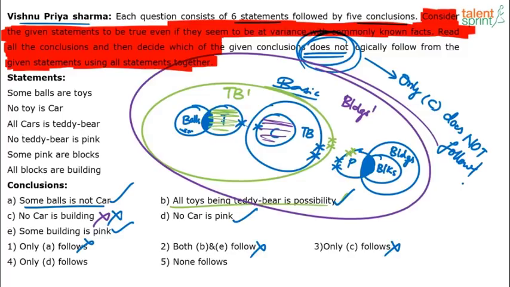You're getting it? Don't mark none follows here because A, B, D and E follow. The correct answer should be option 6, which is none of these. There's a difference between none follows and none of these. None of these means only C does not follow. So don't mark none follows. None follows means you're saying all the 5 conclusions are wrong. But actually 4 of the conclusions are correct. Only C is wrong, which is not given in any of the options, and hence option 6 is the answer.